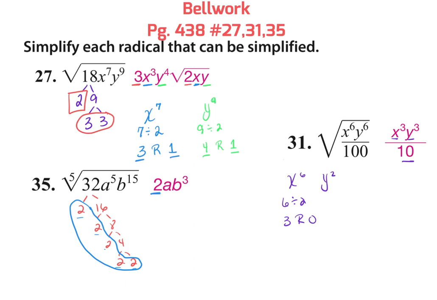If I look at my variables, my a was to the 5th power. Again, I am dividing by 5, 1 remainder of 0, which is why 1 a came out and I didn't have any a's that stayed in. For my b's, that was to the 15th power. 15 divided by my index of 5 is 3, remainder of 0. 3 came out. I didn't have anything that stayed in there.